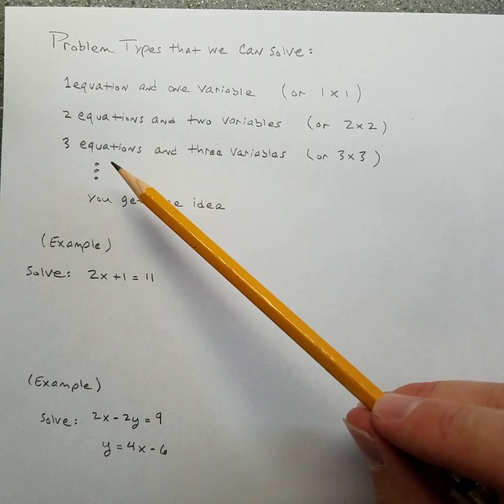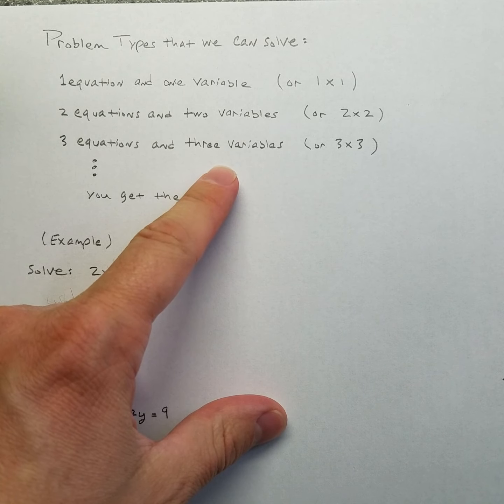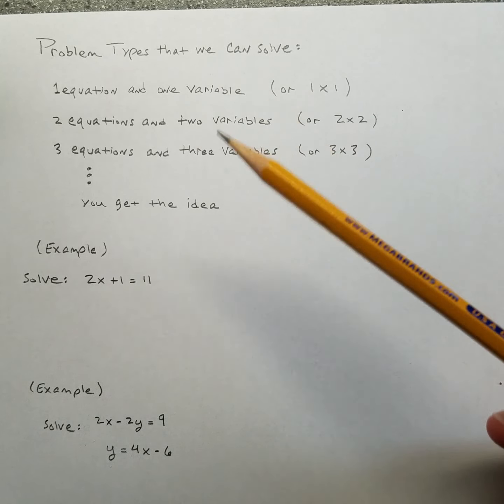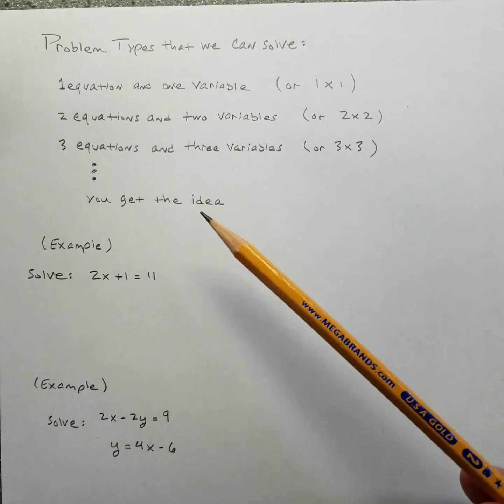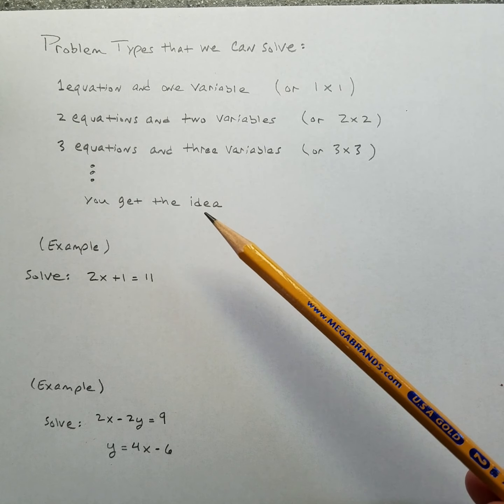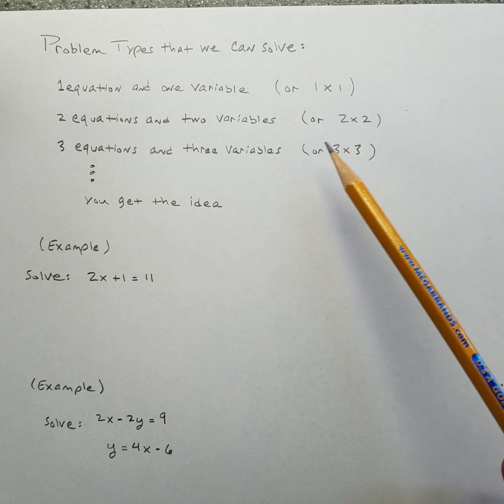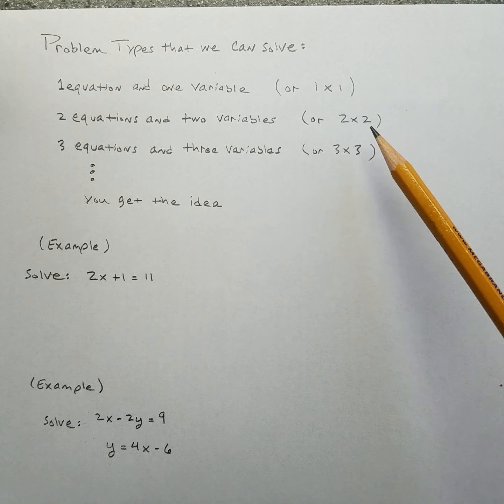You can solve a problem if there's three equations and three variables. Okay? And from there, I thought I'd say you get the idea. Why would I say that? Well, there's a pattern. If you had four equations and four variables, you could solve that. You get the idea. But as you might expect, the more equations and variables you have, the harder it is to do with paper and pencil. But I'll show you. We'll go up to 3 by 3, three equations and three variables. In this video, we'll just go up to 2 by 2.